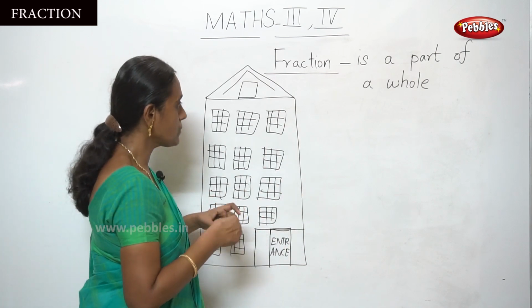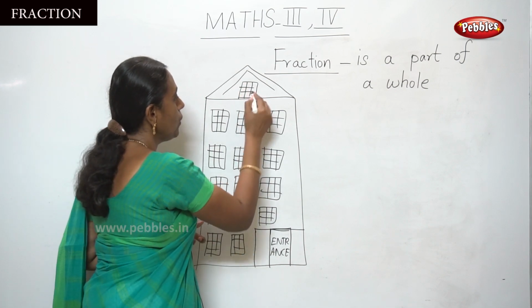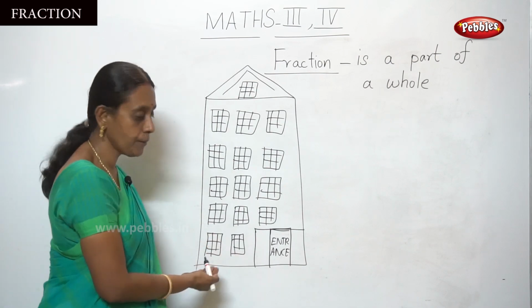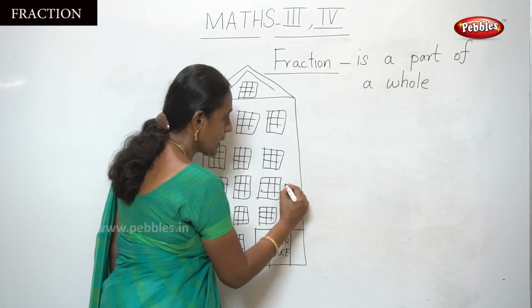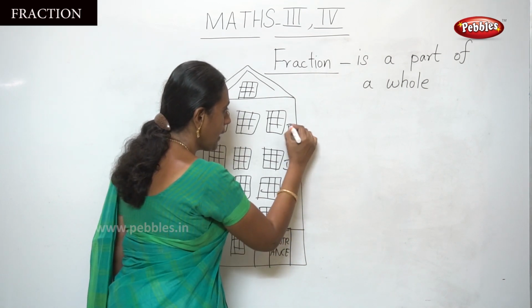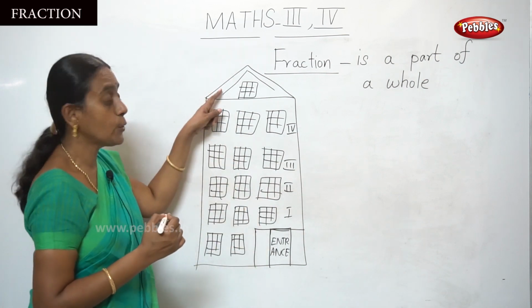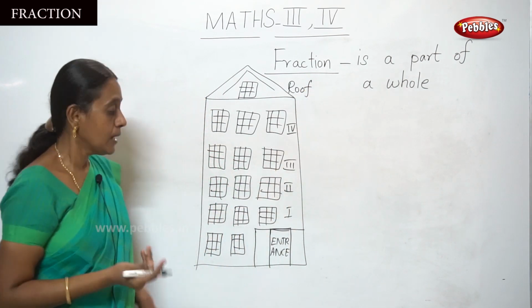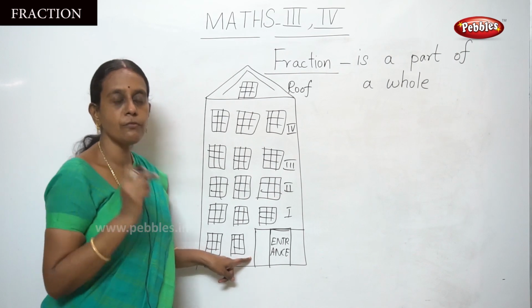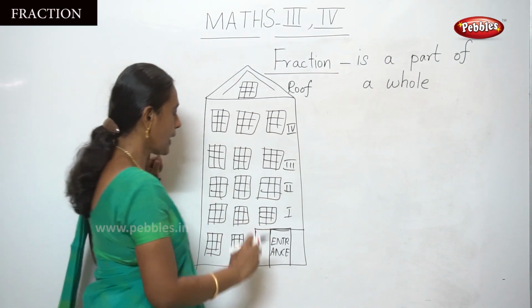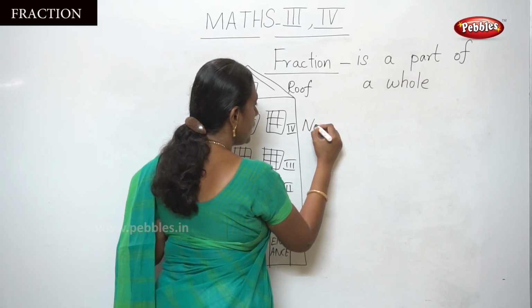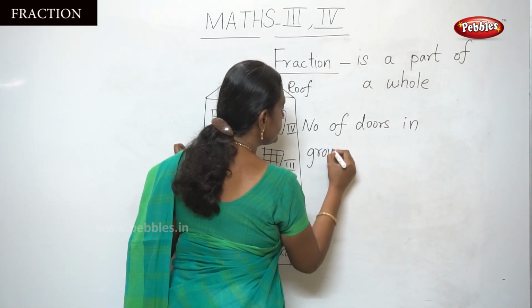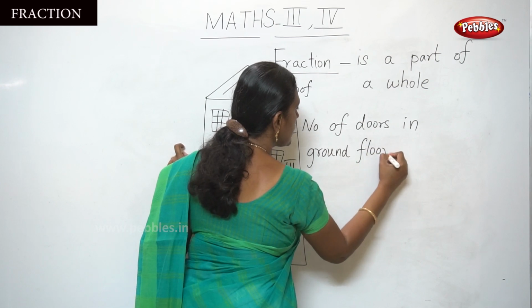Now you have to calculate the number of doors on each floor. This is the ground floor, this is the first floor and second floor, this one is the third floor and fourth floor, and this one is the roof. So now you are going to write the number of doors on the ground floor. You have to calculate. I am going to write the question: number of doors in ground floor.